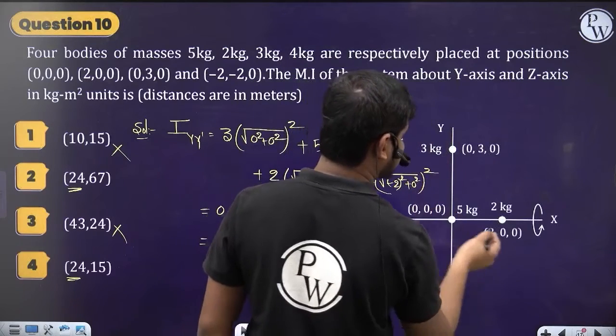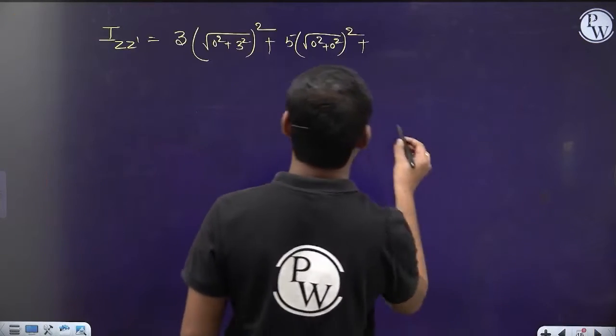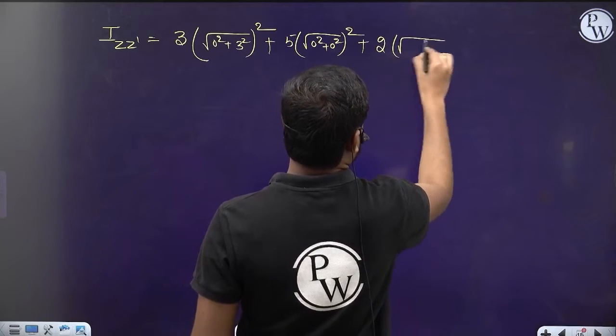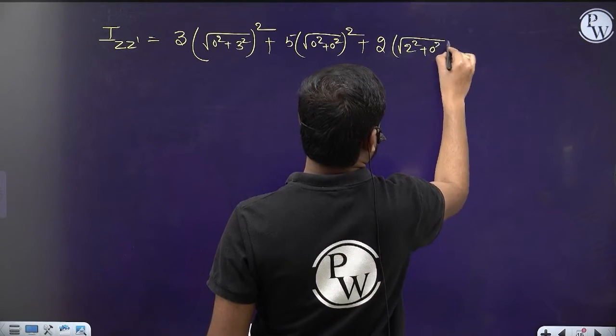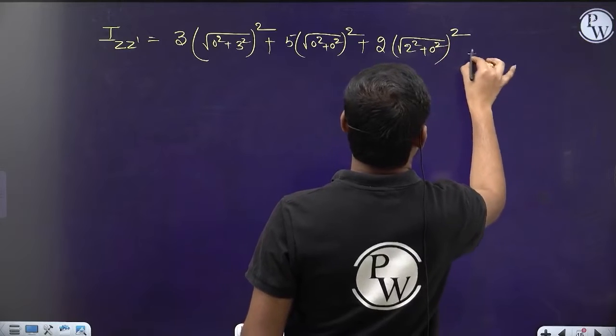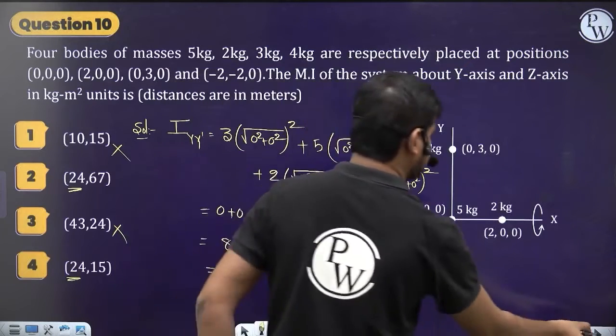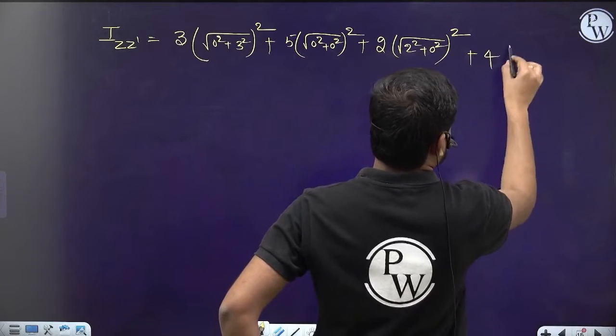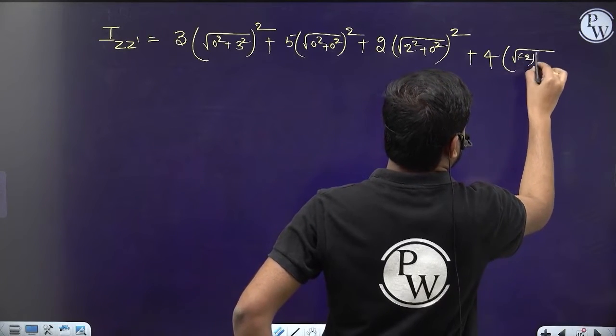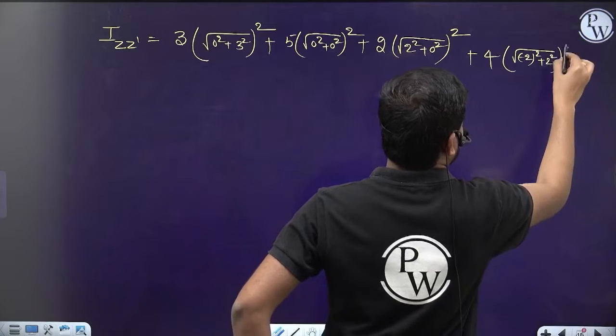And then next, 3 kg done, 5 kg done, 2 kg. So 2 square plus 0 square. So 2 into square root of 2 square plus 0 square, and then whole square. So plus the 4 kg block. So x square y square means minus 2 whole square plus 2 whole square. So 4 kg into square root of minus 2 whole square plus 2 square, whole square, right?